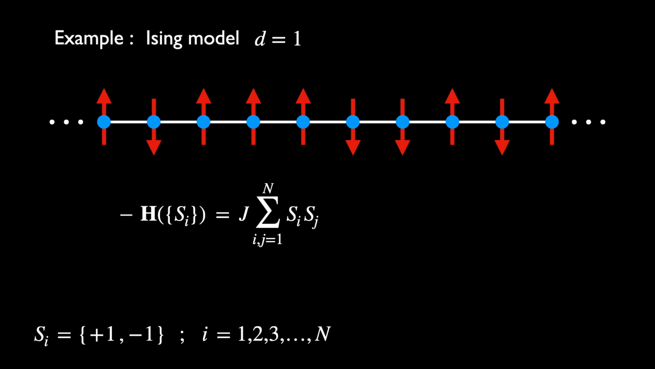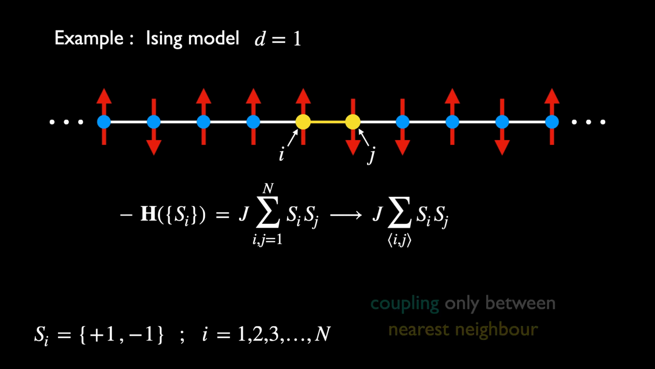And for the coupling between spins, let's make a further simplification. Let's assume that the interaction is short range, so only the couplings between the spins that are nearest neighbors on the lattice are non-zero. We implement this by summing over just pairs of sites that are nearest neighbors like these two. And this is notated by an angle bracket.